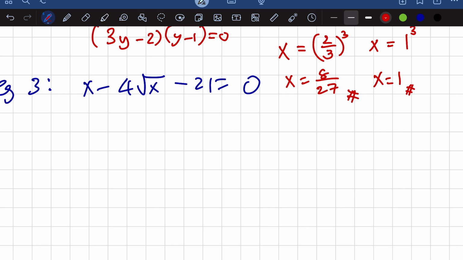Okay, now this one looks quite complicated. There's no square, right? What do we substitute?